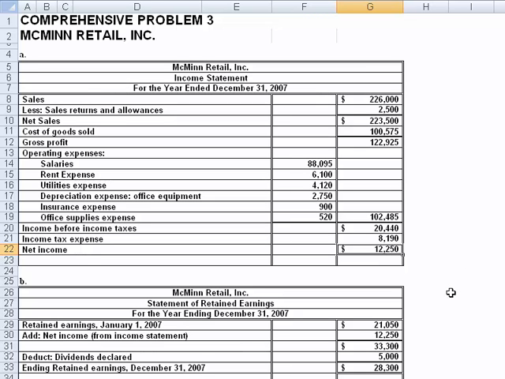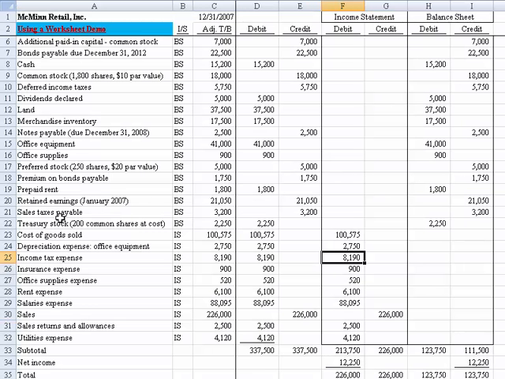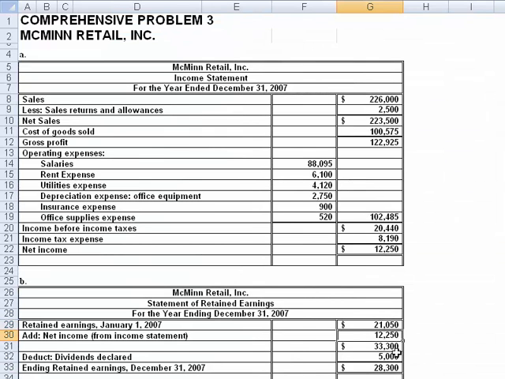Now, the next statement you prepare is the statement of retained earnings. And this bridges us from the income statement to the balance sheet. So we start off with retained earnings at the beginning of the year, the 21,050, and we have that right here. That's a beginning of year amount, right? Because we're going to add in that 12,250 to it. And we do. We add that there.